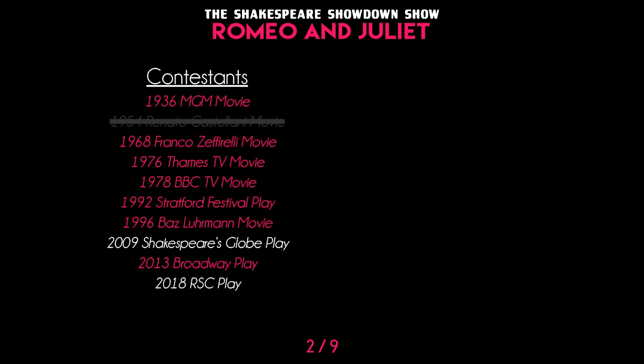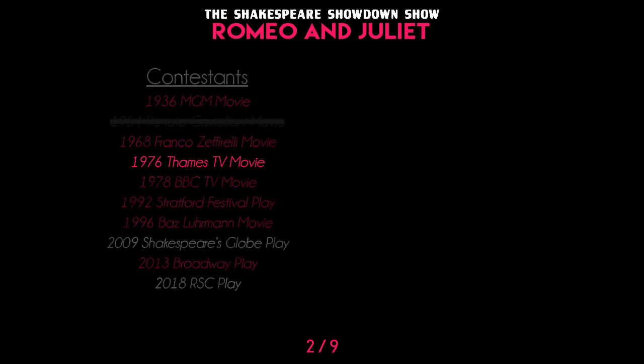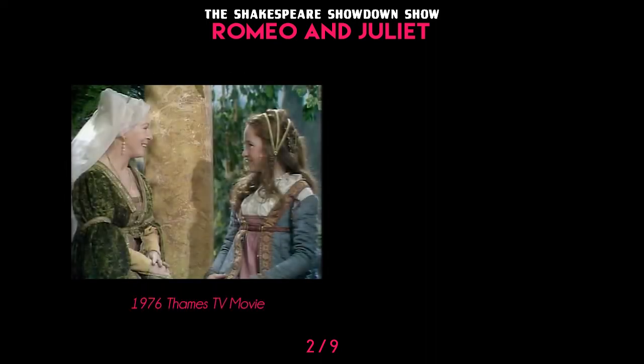She will be able to do this if and only if she can demonstrate something special. If she cannot demonstrate something special, well then her Romeo may very well be in danger of being permanently eliminated from this tournament. What qualifies as something special, you may ask? Well, let's dive right in and find out what our various Juliets have to offer. Starting with, where we started before, the 1976 Thames TV movie.